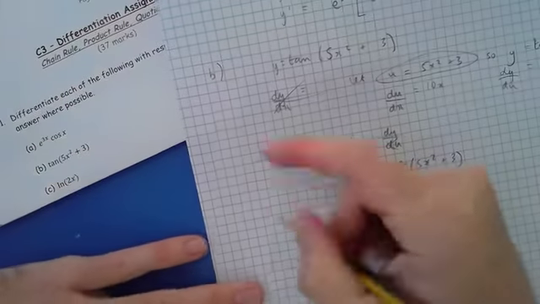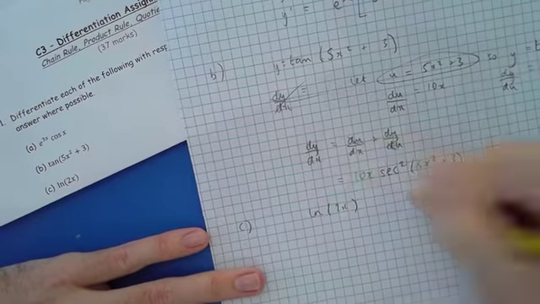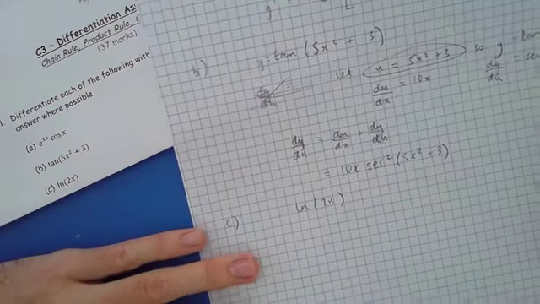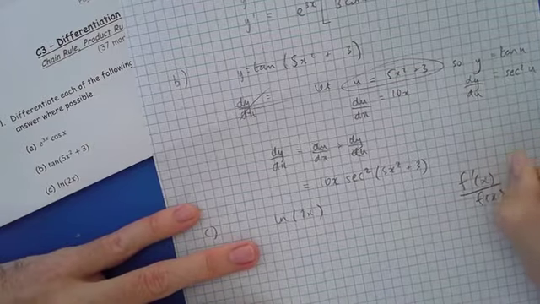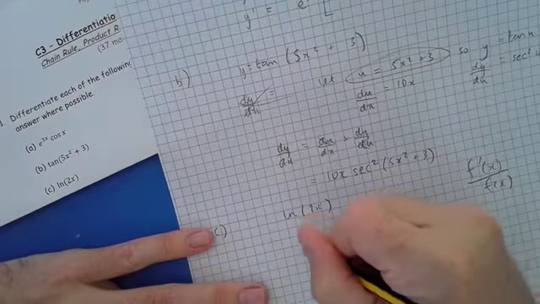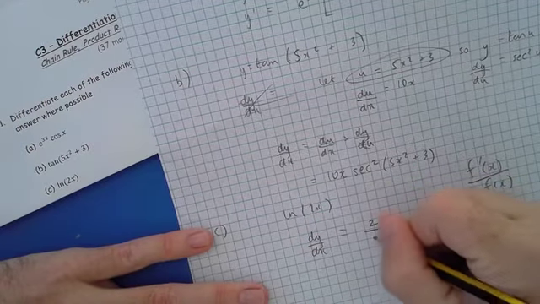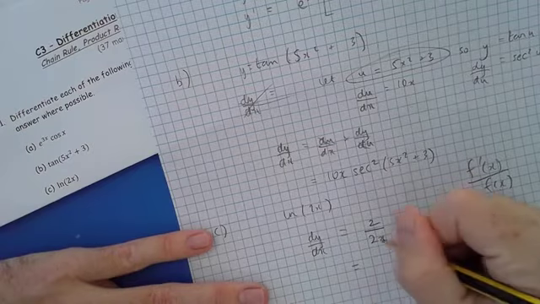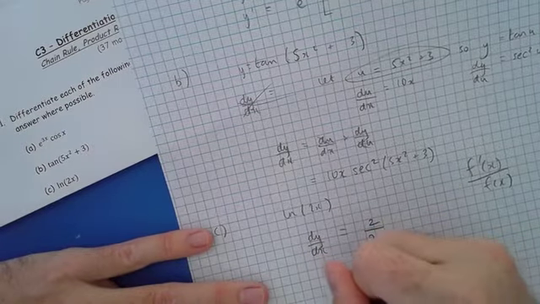And then part c, ln of 2x. Now, I told you a rule for when you're differentiating ln. We said it was the differential over the original. Very easy then, this one. So dy by dx is equal to the differential of 2x, which is 2, over the original, which is 2x, and then 2 over 2x becomes just 1 over x. And that was the first question.